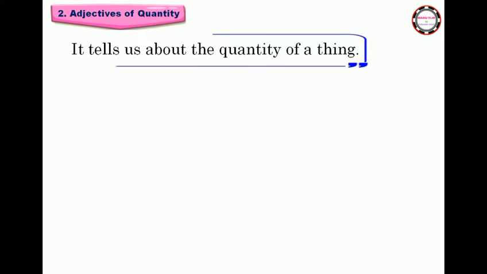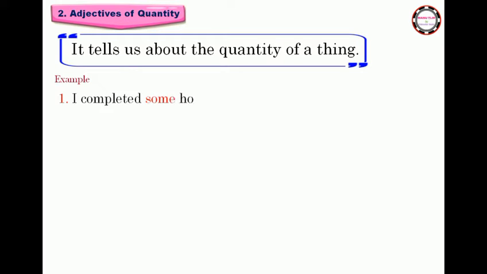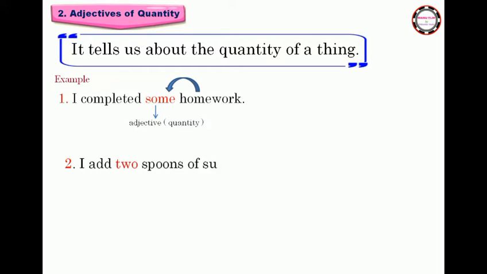Second one, adjective of quantity. An adjective of quantity tells us about the quantity of a thing or object. Observe the examples. I completed some homework. How much homework did you complete? Here, homework is an object. How much? Some. So it is an adjective. The word some is an adjective.